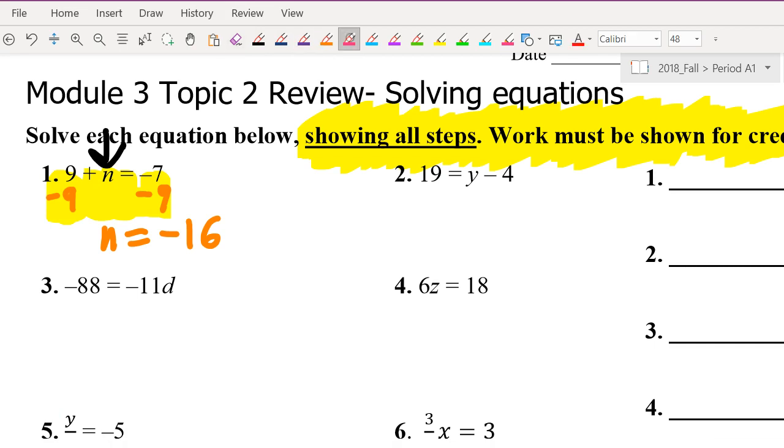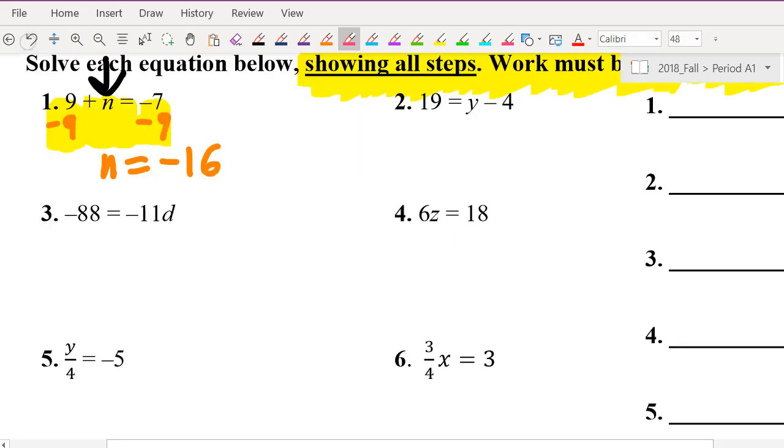All right. Okay. I might start calling on somebody in the back there. Okay, we need to find out what this mystery letter is. What do we need to get rid of to get this y by itself? 4. We need to add 4 to get rid of that 4. Why? Because -4 plus 4 equals 0, right?